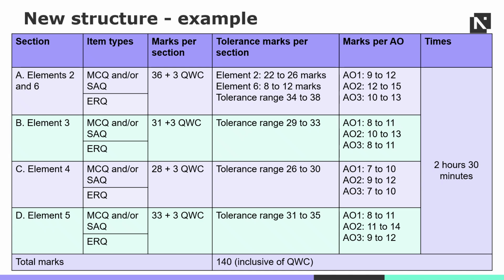Again, each section has a mix of multiple choice questions, short answer questions and extended response questions. In total, the exam is worth 140 marks, including the 12 quality of written communication marks spread across the 4 extended response questions. And the total exam time is 2 hours and 30 minutes. Each section ensures a balanced coverage of the assessment objectives AO1, AO2 and AO3, with some flexibility in the mark ranges to allow for consistent yet adaptable question setting.